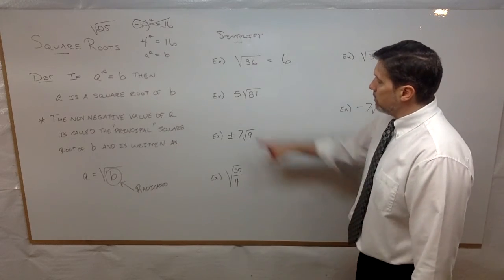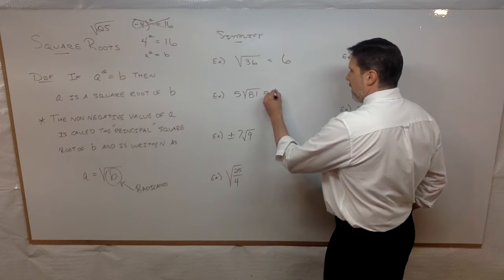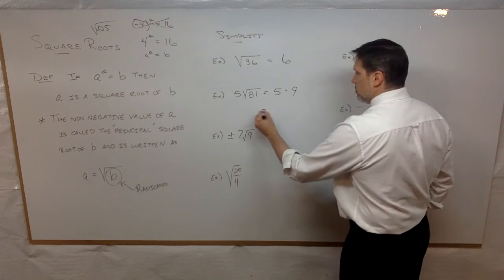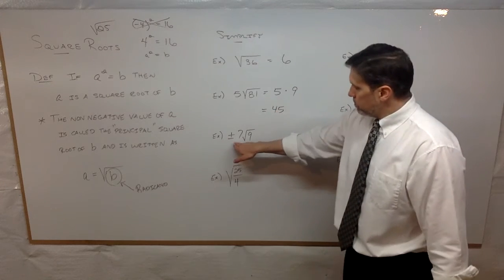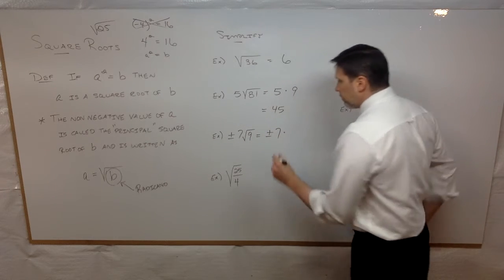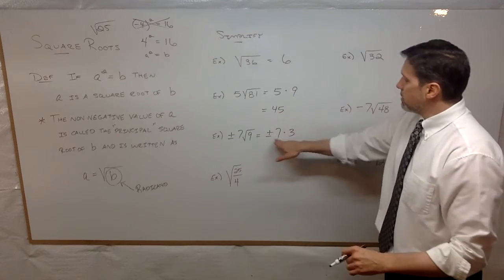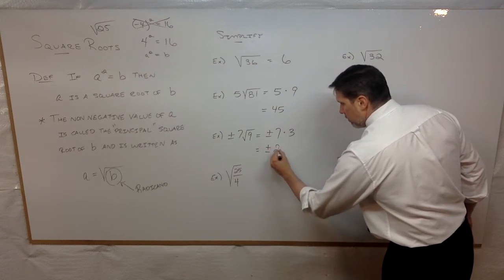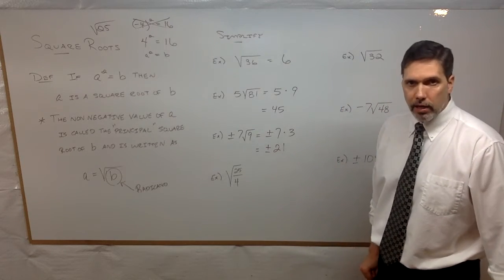Now looking at a problem like this, this says 5 times the positive square root of 81. It's 5 times 9, which is 45. That's what that would simplify to. Here, this plus or minus 7, well, it's saying positive or negative 7 multiplied to the positive square root of 9. Positive square root of 9 is 3. So positive or negative 7 times a positive 3, your answer is going to be positive or negative 21. It's either going to be positive 21 or negative 21, depending on what 7 is, positive or negative.